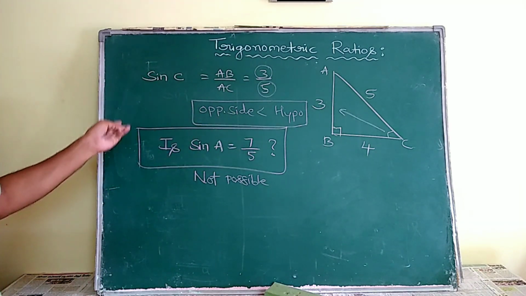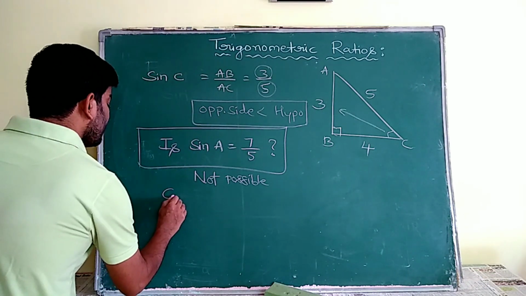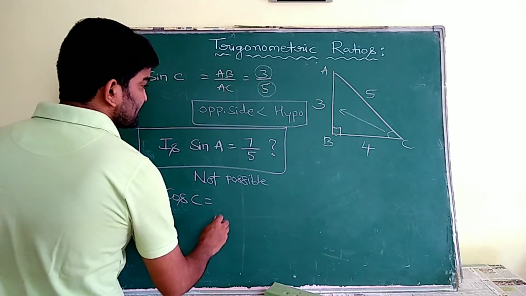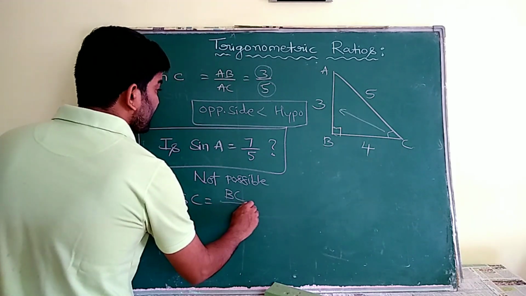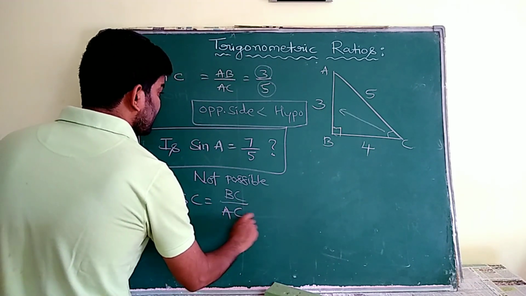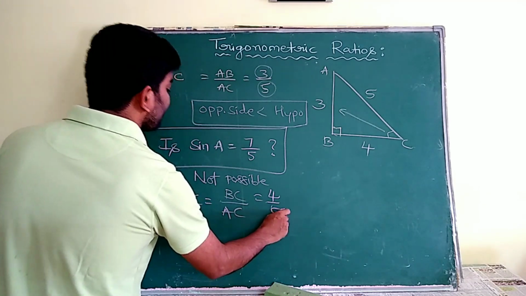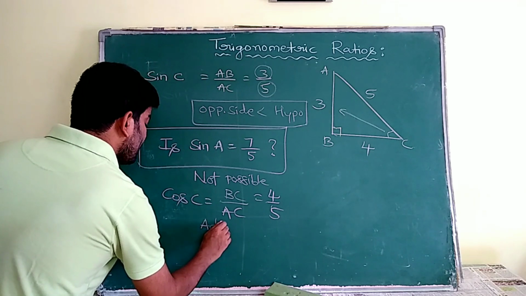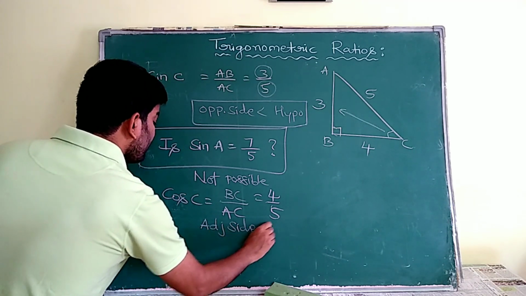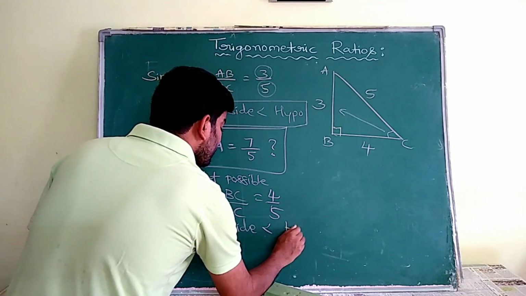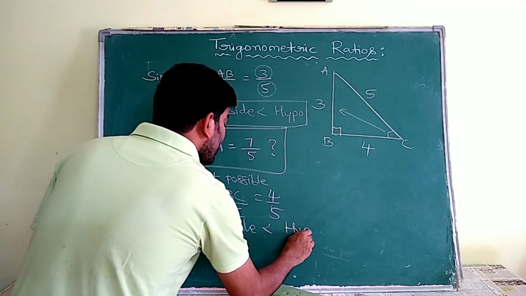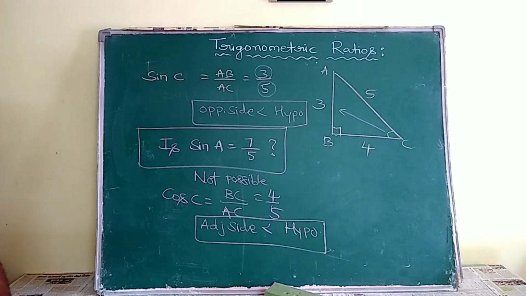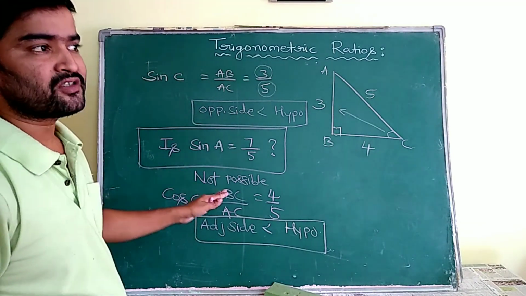Similarly, cos also. Cos means what? Let us suppose cos C. Cos C means adjacent side to C, that is BC, by hypotenuse AC, that is equal to 4 by 5. Here also the adjacent side is always less than the hypotenuse. So this cos value also never exceeds 1.